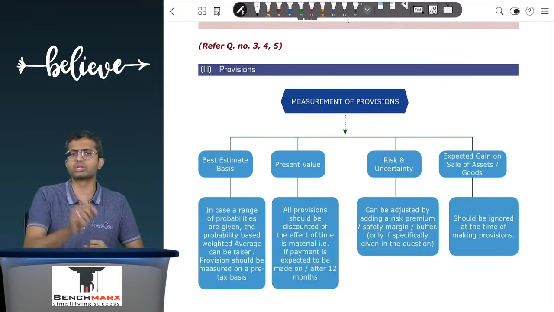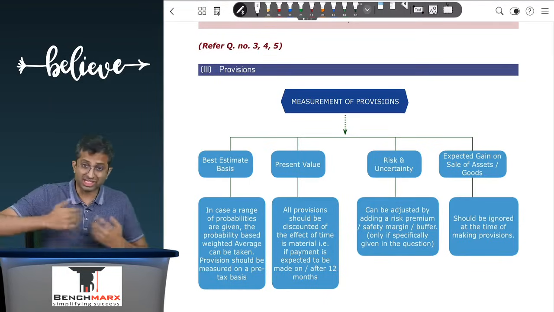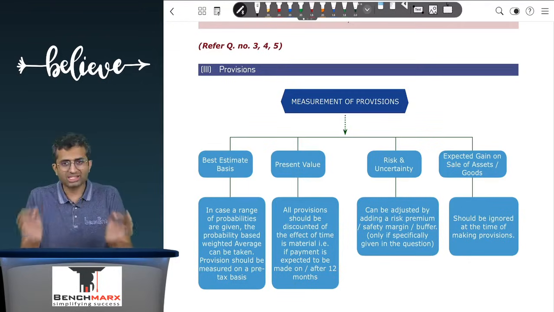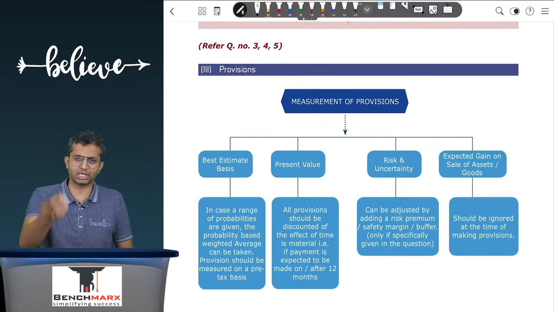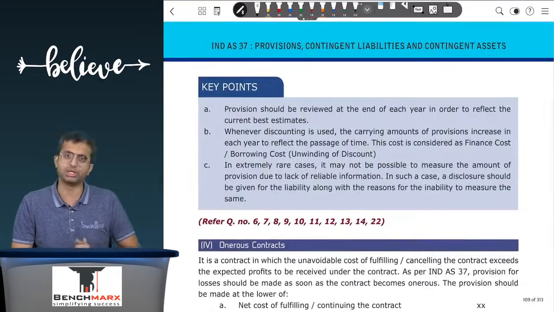So we will give a disclosure in the notes to the extent that there is a present obligation which is arising because I've sold the goods and hence I'm under an obligation to repair. So there is a warranty obligation. However, I'm unable to measure it, and hence, in extremely rare cases, we will have to give a disclosure for the same in the notes about our inability to measure.